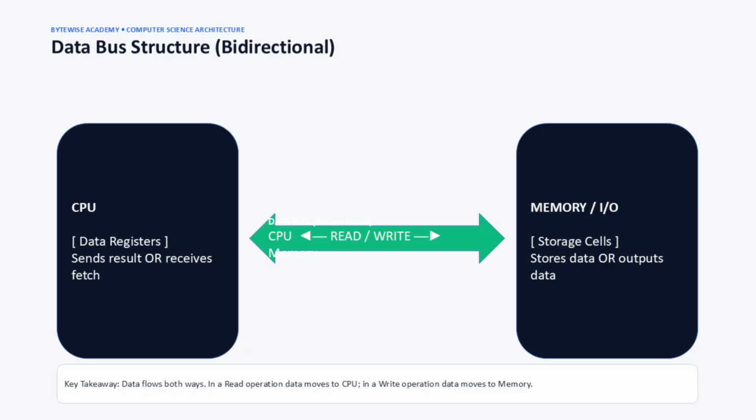Now comes the job of the data bus. The memory places that information onto the data bus. The electrical signals travel along the data bus until they reach the CPU. Finally, the data registers receive the information so the CPU can begin processing it.